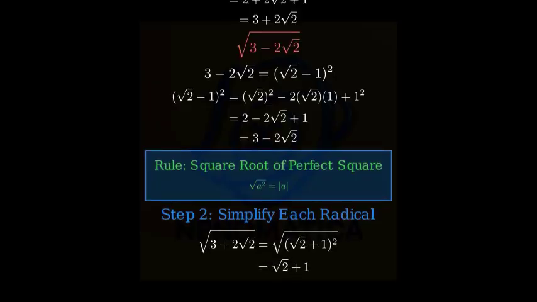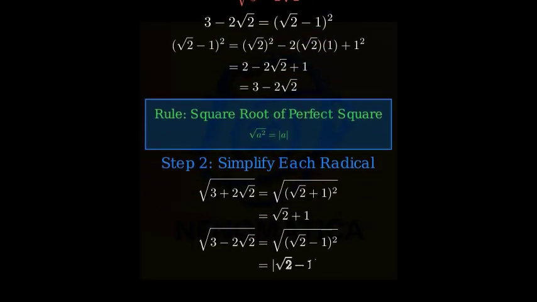Now that we've recognized the perfect squares inside each radical, we can simplify the first square root. Since 3 plus 2 times square root of 2 equals square root of 2 plus 1 squared, the square root of this expression is simply square root of 2 plus 1. For the second square root, we have square root of 3 minus 2 times square root of 2, which equals square root of 2 minus 1 squared.